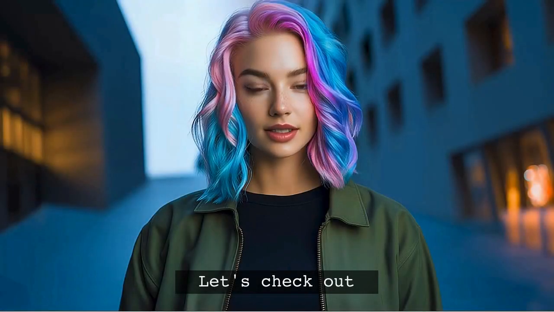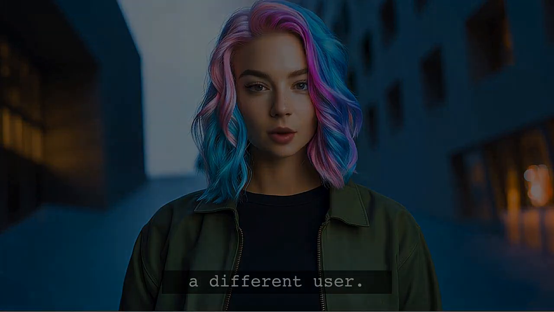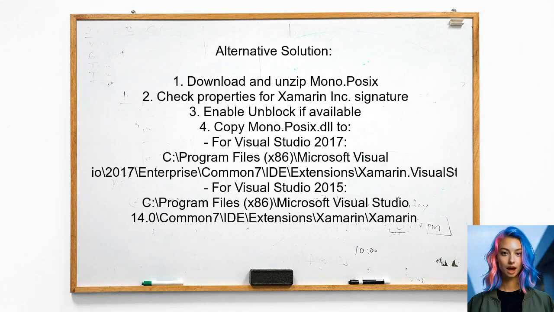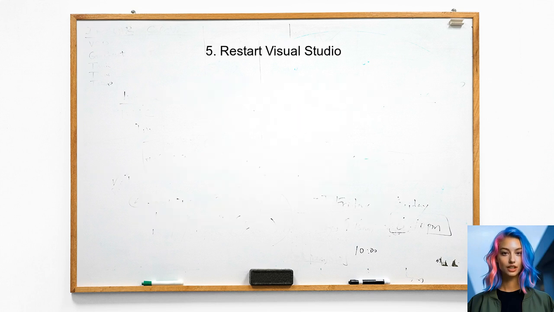Let's check out another perspective from a different user. An alternative solution provided by another user involves downloading the missing Mono.Posix file. First, unzip the file and check its properties to ensure it has a valid Xamarin Inc. signature. If there's an unblocked checkbox, enable it. Then, copy the Mono.Posix.dll file to the appropriate Xamarin extension directory for your version of Visual Studio. Finally, restart Visual Studio to apply the changes.